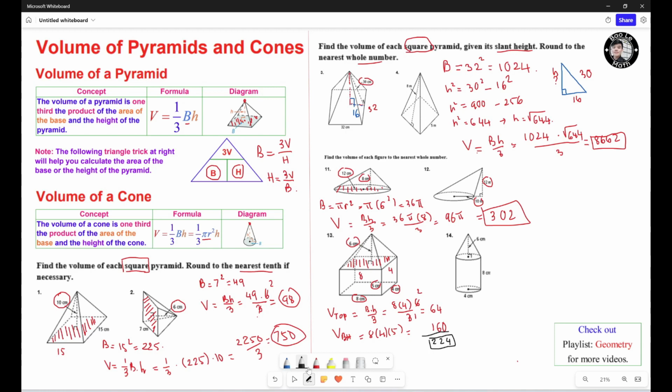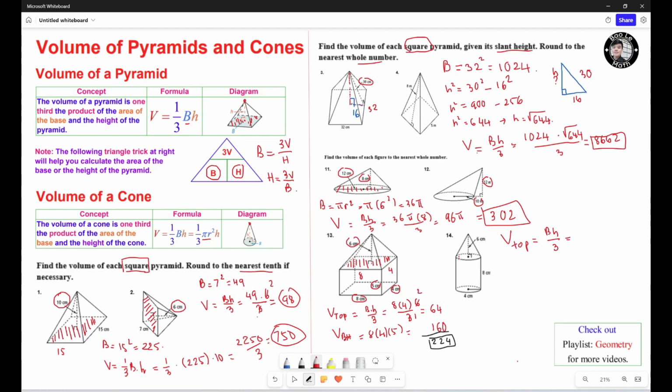Now the last one, number 14. This is a composite figure. We need to break it down. The top is going to be the cone. The bottom is going to be a cylinder. Okay, so I need to calculate the V top, the volume of the top figure. It's going to be base times height divided by 3.